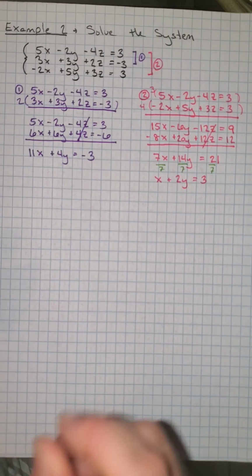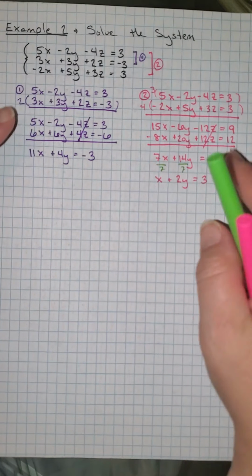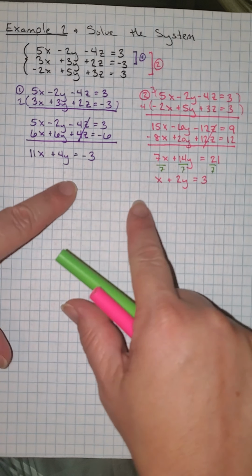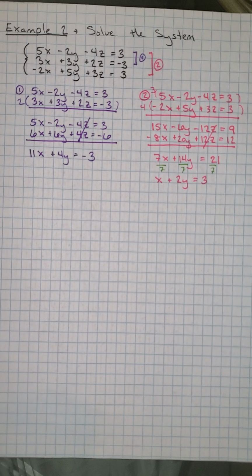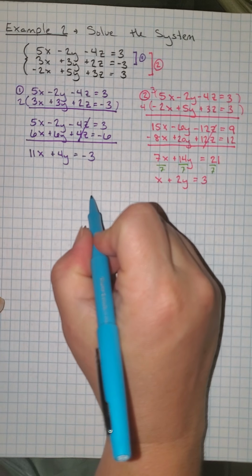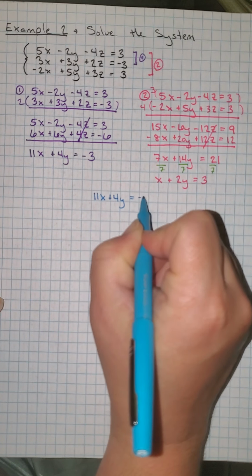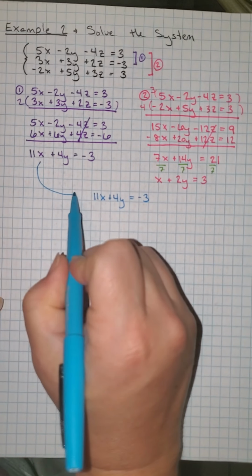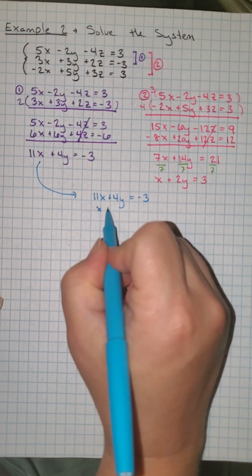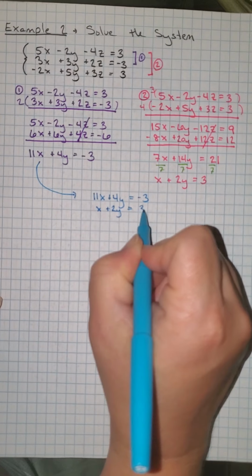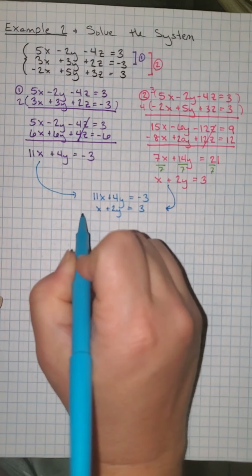So this is how I always set up my work. I do the 2 this way, so these 2, and then I pull them together and I'm going to work down the middle. That just keeps myself organized. But you do what works for you. Okay, so now I'm going to pull these 2 together. 11x plus 4y equals -3 from here. And x plus 2y equals 3 from here.